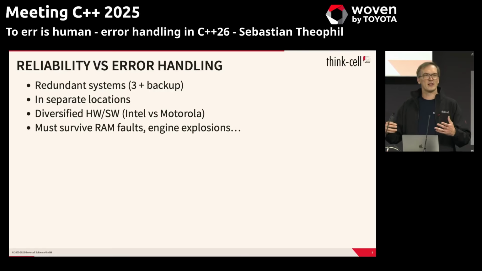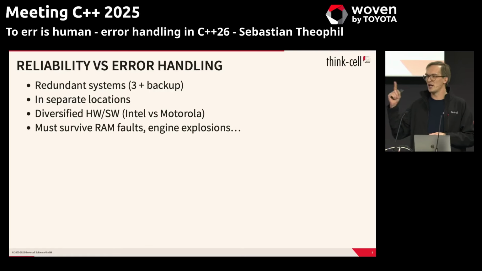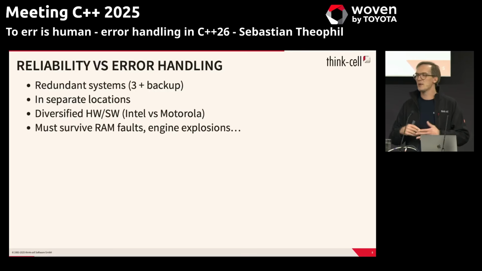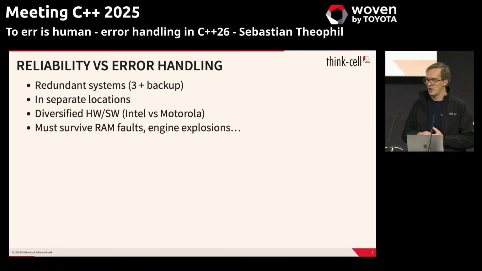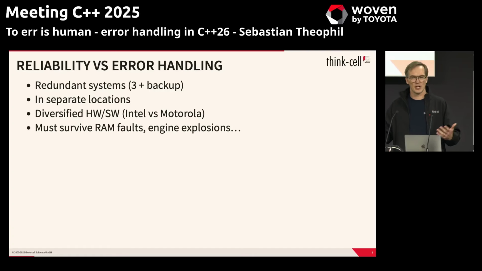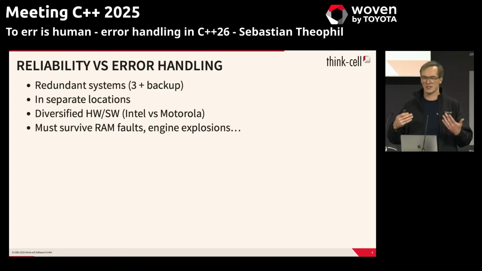And not only that, they also use diversified hardware and software. So you have them running on different chips. You have them running different software developed against the same spec. And they must survive hardware failures: RAM faults due to cosmic radiation, engine explosions, whatever. So this is what we call engineering for reliability, right? And developing safe systems that always run under all circumstances.